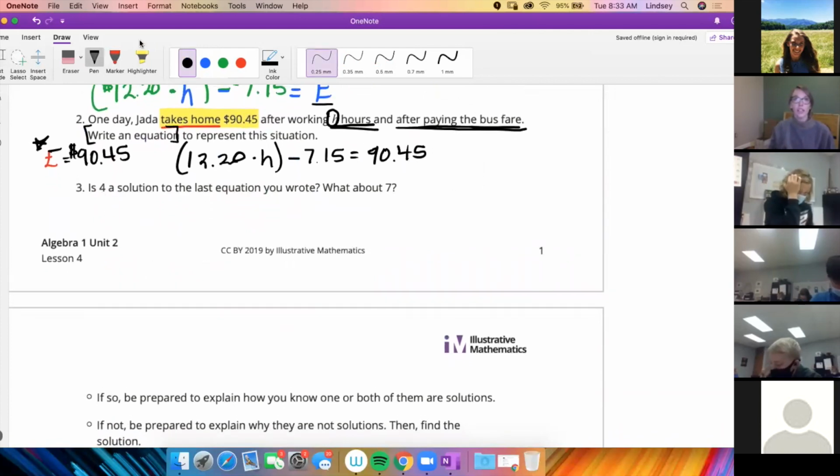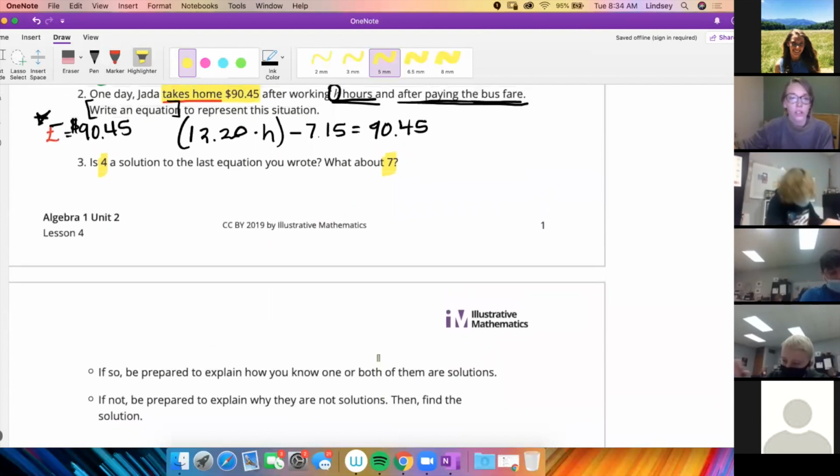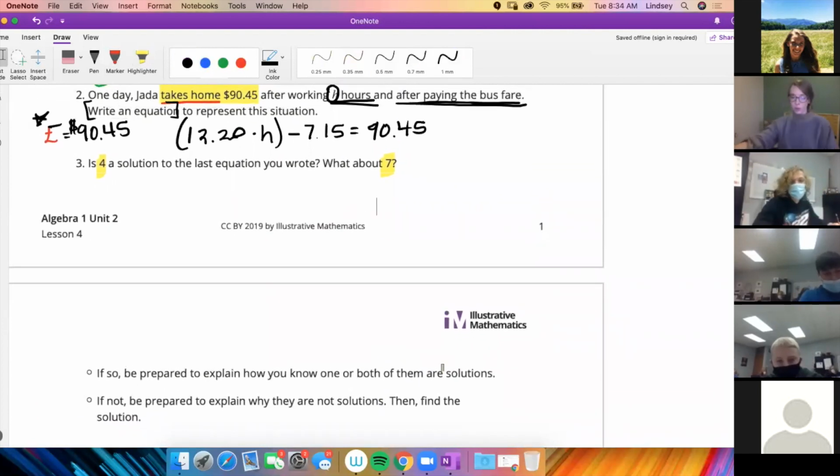So now we have an equation where we're just missing one variable. Let's see if this works a little better. All right, it says, is 4 a solution to the last equation? What about 7? How are we going to determine if those are solutions to this equation? Plug them in.